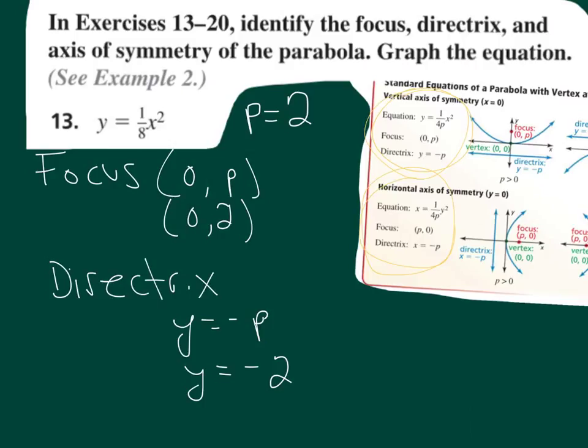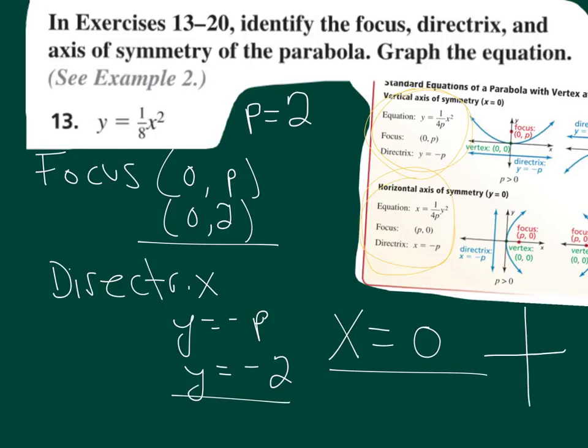Well, if it is a vertical equation, we know that our vertical line would be x equals 0. So this would be the focus, this would be my directrix, and this would be my axis of symmetry. Because think of what that looks like. If you were to graph that, I'm just going to quickly draw it here.